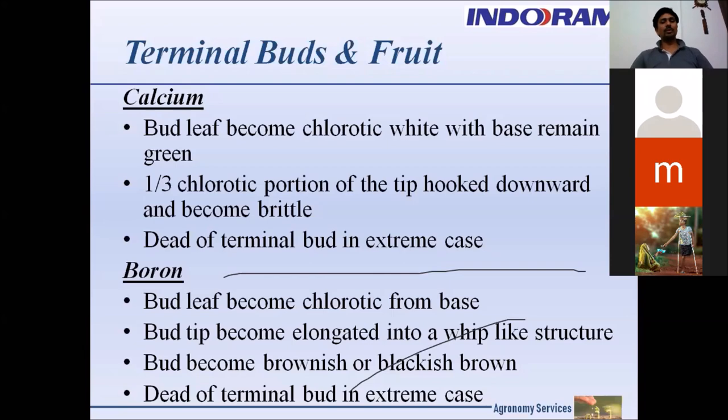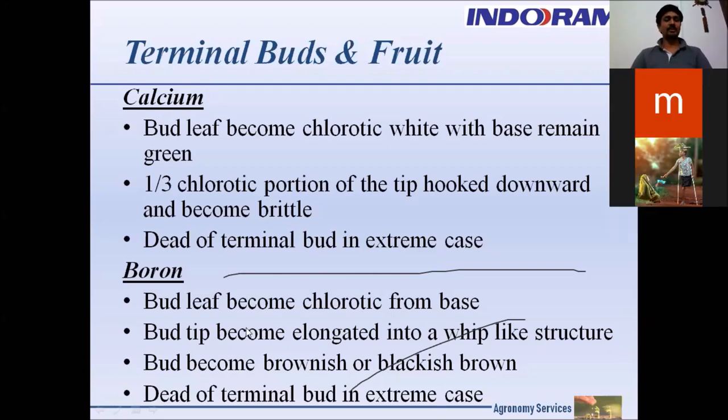And then one third chlorotic portion of the tip hooked downwards and becomes brittle. So it is going to be this way. In calcium deficiency, death of the terminal bud occurs in extreme cases. If the deficiency of calcium goes to the extreme, there is a chance that the apical bud will die. The bud tip becomes elongated, whip-like, an elongated kind of shape. That is the deficiency of boron. The bud becomes brownish and blackish, death of the terminal bud. In both cases, death of the terminal bud is the extreme case of deficiency.